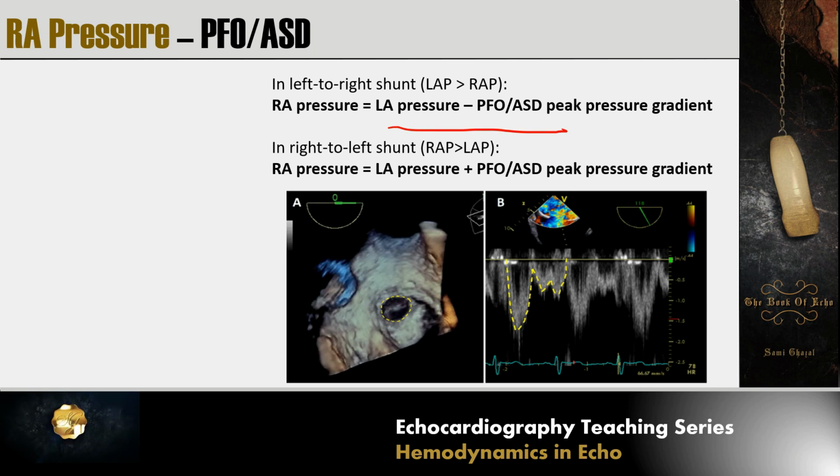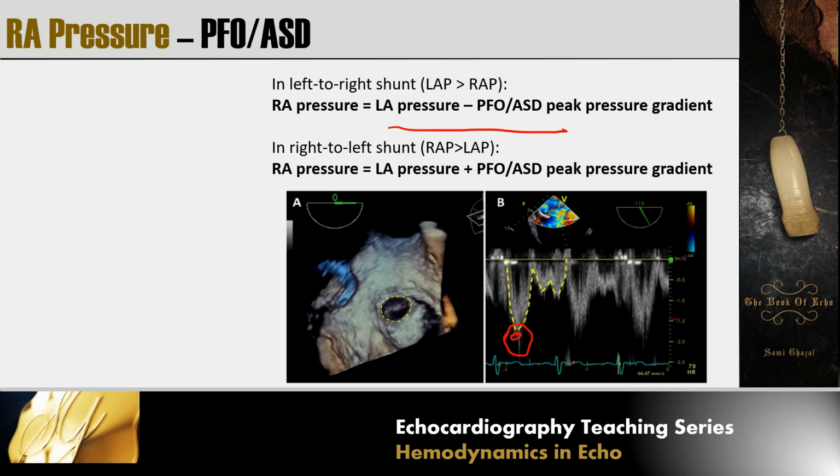RA pressure equals left atrial pressure minus this peak gradient. It's not a volume, so we don't need to trace it. We just measure the peak, the highest gradient or the highest velocity, and we calculate the pressure gradient from that. If the RA pressure is higher than the LA pressure, the direction will be reversed, and RA pressure will equal LA pressure plus the pressure gradient between the two chambers.